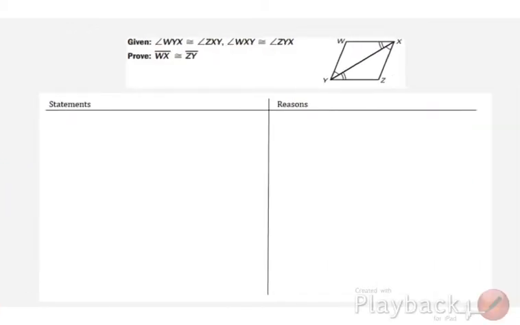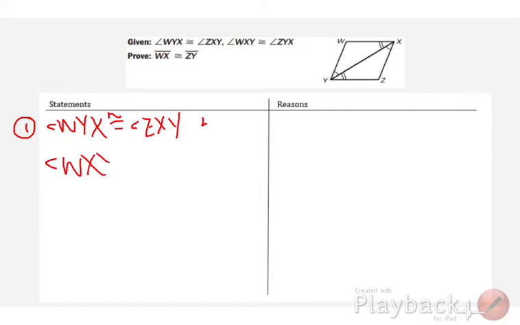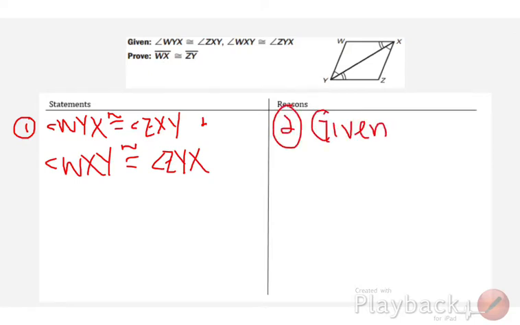All right, so now we just go into writing the proof out. Okay, so our first statement that we would write is the given information. So we can say WYX, which is an angle, is congruent to angle ZXY, and angle WXY is congruent to angle ZYX. And then for my why, I can just say it's given to me because that's what they do. They just give me this information.